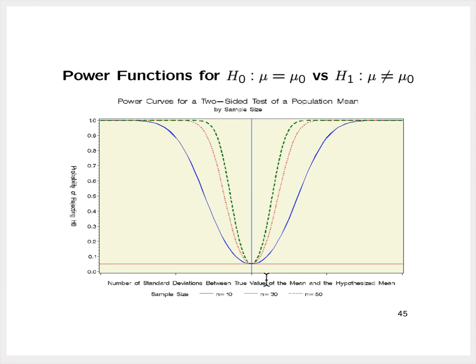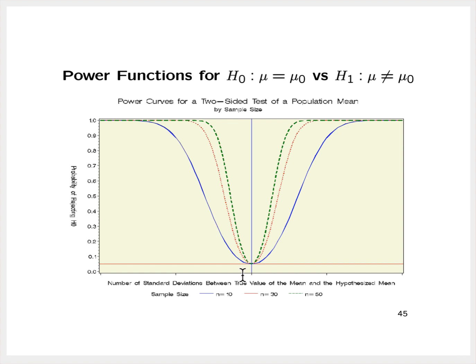Now, for any other value of mu on the number line different than mu sub 0, the alternative hypothesis is true. The null hypothesis is false. And therefore, we would want to reject the null hypothesis in such a case. The probability of rejecting the null hypothesis when it is not true is given by the corresponding point on one of these power curves, depending upon the sample size.